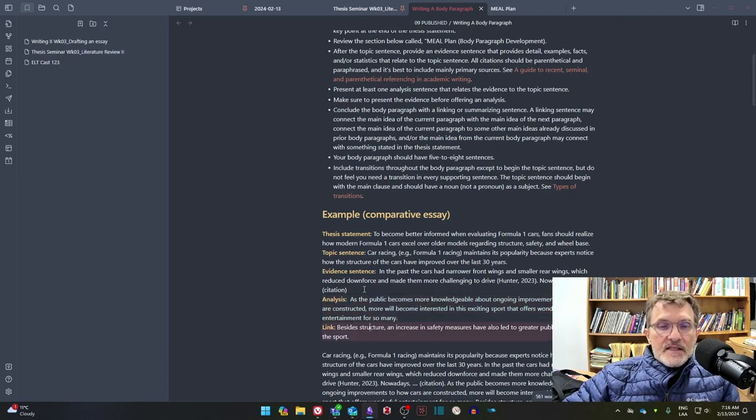My linking sentence in this case, because this is my first paragraph and I'm going to now write or say something about safety, my linking sentence will begin, "Besides structure, an increase in safety measures have also led to greater public demand for the sport."